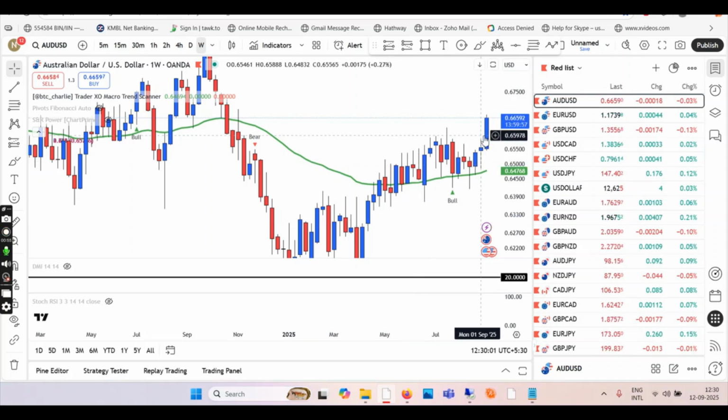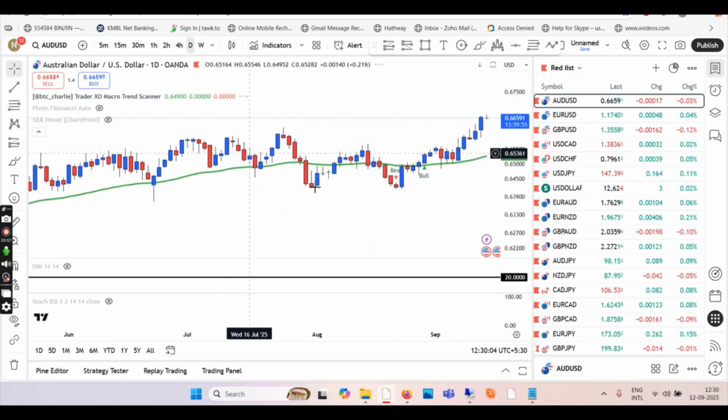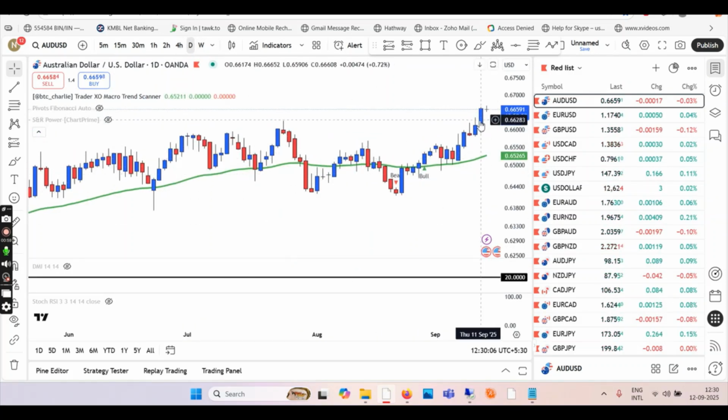Okay, so in weekly we are up. And if you go and watch my yesterday's video, I said we are exhausted and we should take the pullback now. And you can see price is not able to go up today. Okay. So overall, dollar is weak. So if dollar is weak, the opposite pairs will go up.